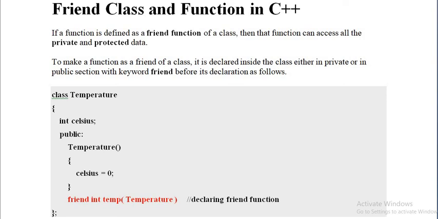In a simple way, private data is not accessible outside the class. So what if I want to access it outside? I can do it in C++ with the help of friend functions.